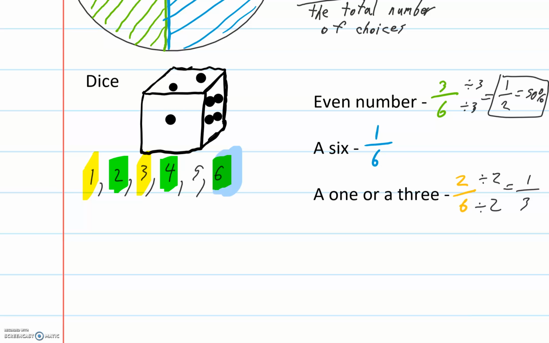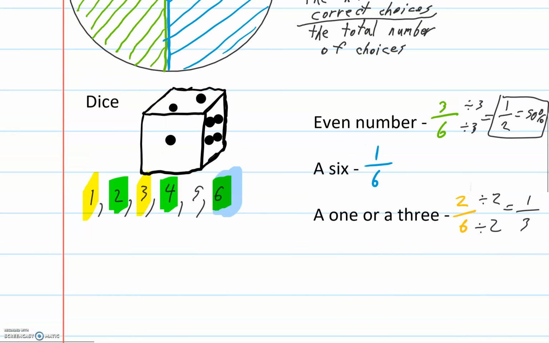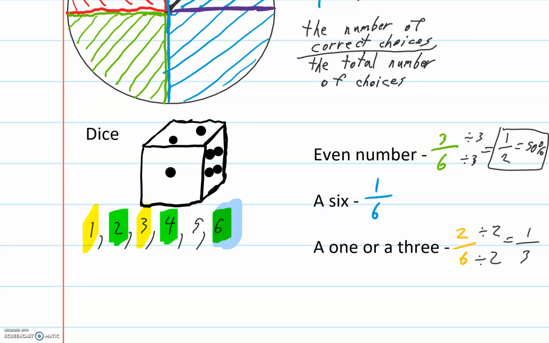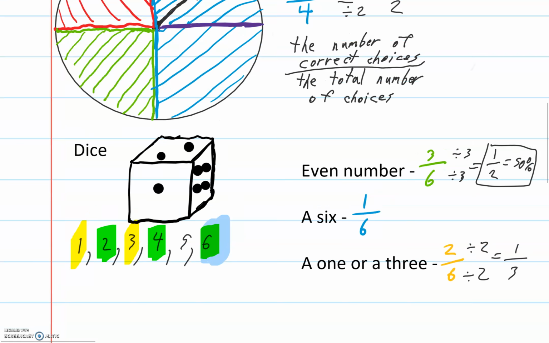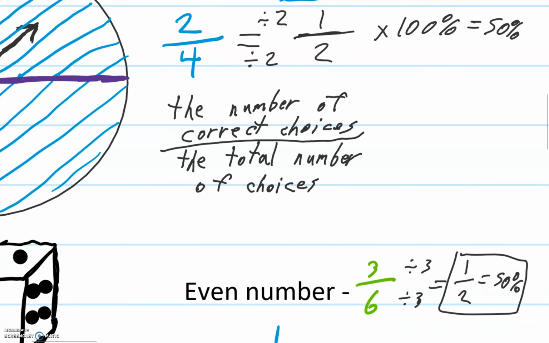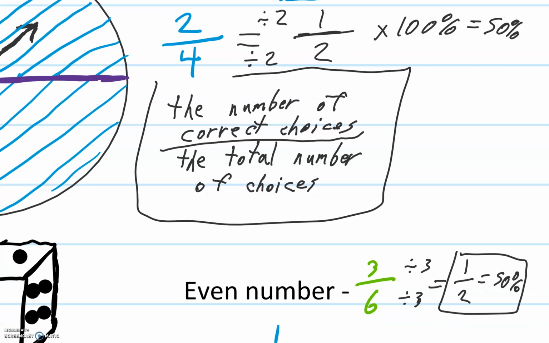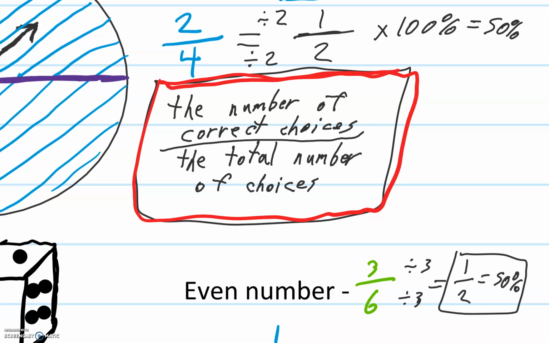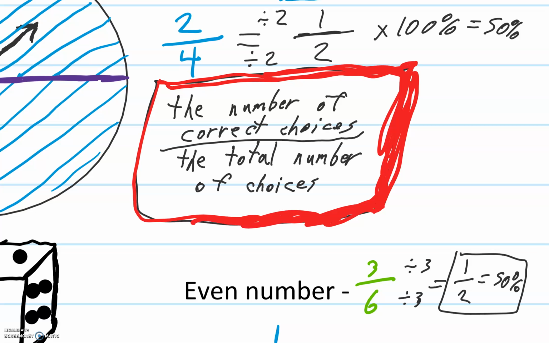So you can see here that theoretical probability, at the most basic level, is this: the number of correct choices, or whatever choices that you chose as the person, divided by, or fractionally over, the total number of choices.